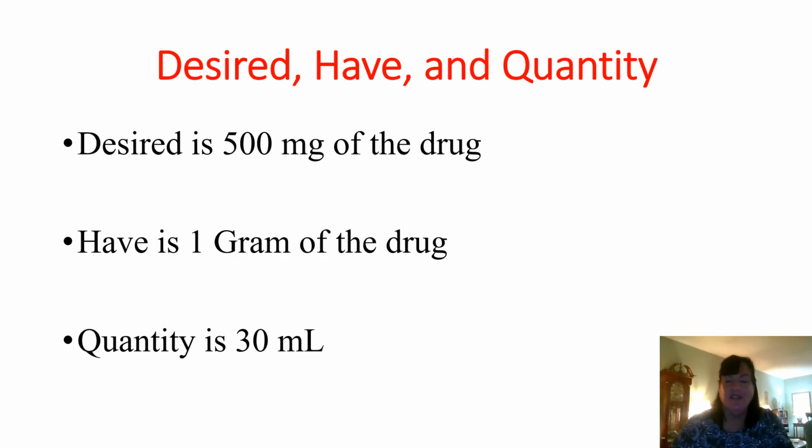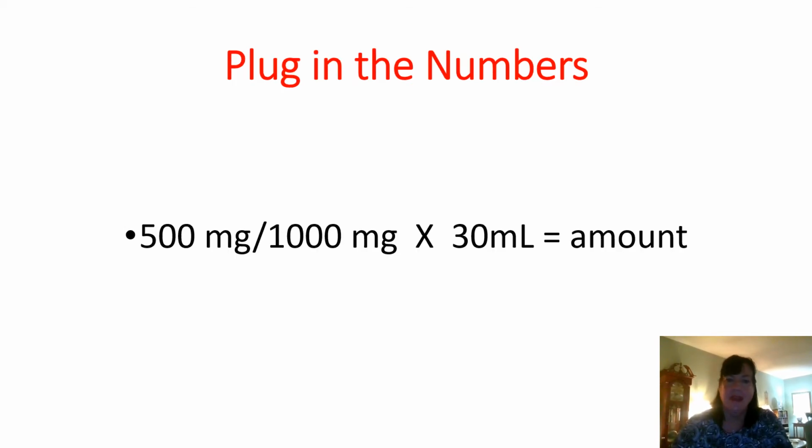Our desired is the 500 milligrams of the drug that was ordered for the patient. What we have is 1 gram of the drug. And the quantity that we have is 30 milliliters, meaning for every 1 gram of the drug, the quantity is 30 milliliters. Now we just plug in the numbers. 500 milligrams over 1,000 milligrams times 30 milliliters equals the amount of the drug to give.